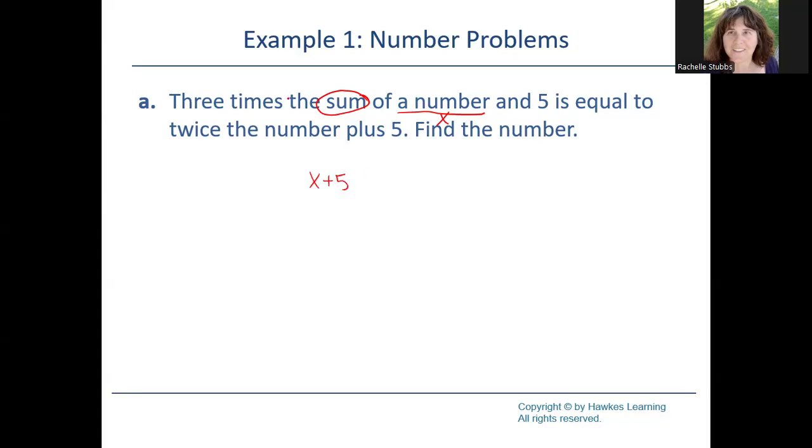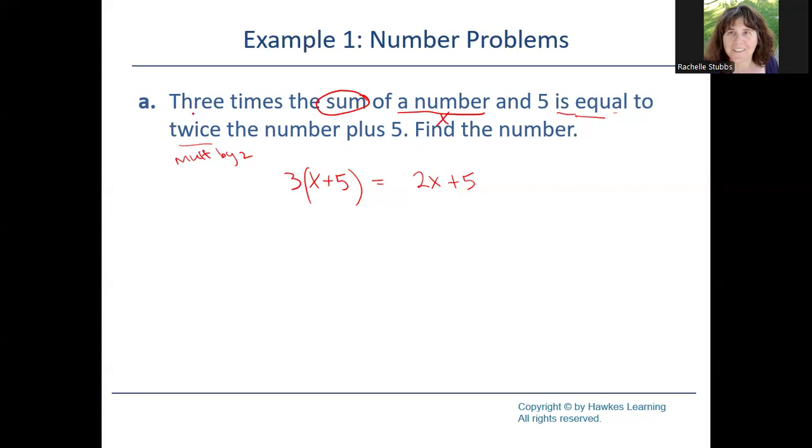And then it says 3 times the sum of a number. So I need to put a 3 out in front of it. It's equal to, so the is and the equal. Twice, what does twice mean? Multiply by 2. Twice the number plus 5. So here is our equation. That is what we're going to work.